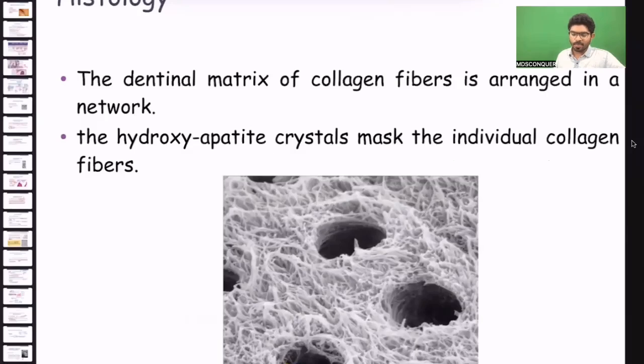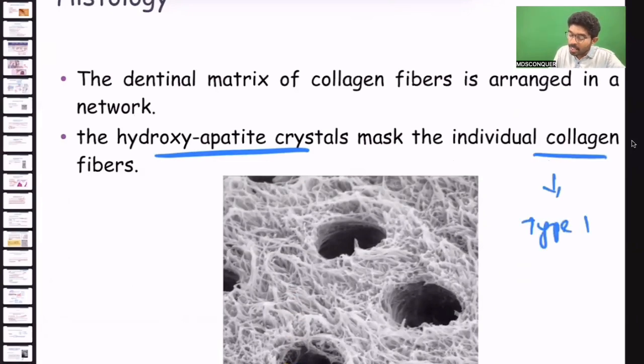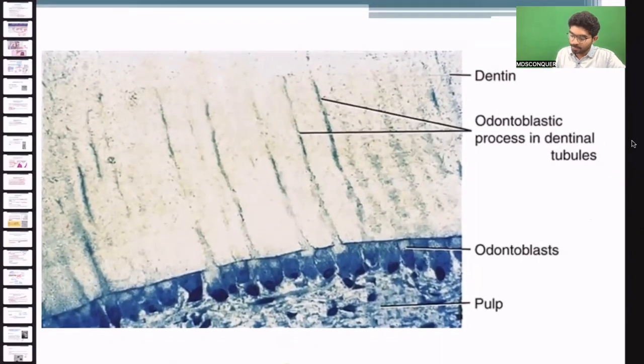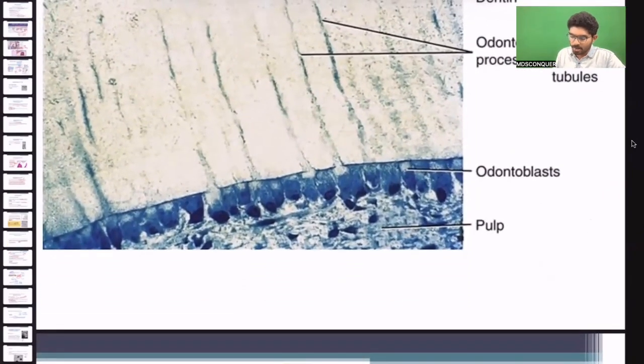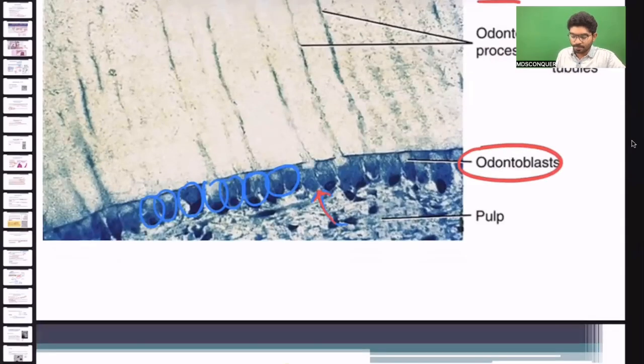So histology, we have already discussed: you have hydroxyapatite crystals, similar to that of the enamel, but here you have collagen. The predominant one is type 1, but collagen is basically absent in the case of your enamel. So it is hydroxyapatite crystals in combination with collagen. Okay, so you have the odontoblast. Odontoblasts basically originate from the pulp, and these odontoblasts form the dentin.